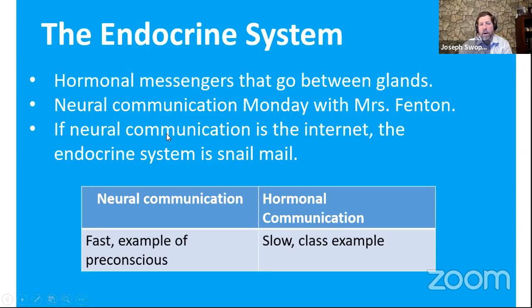And let's try to compare them a little bit. If neural communication is the internet, then the endocrine system is snail mail. So I made a handy little table for us. Neural communication is fast. Let me give you an example of what we call pre-conscious. Right now, take a deep breath, and I just want you to think of your phone number. Give you a couple seconds. Hopefully it popped in your mind. That's what pre-conscious is. It's an area of the mind where you store easily accessed information.